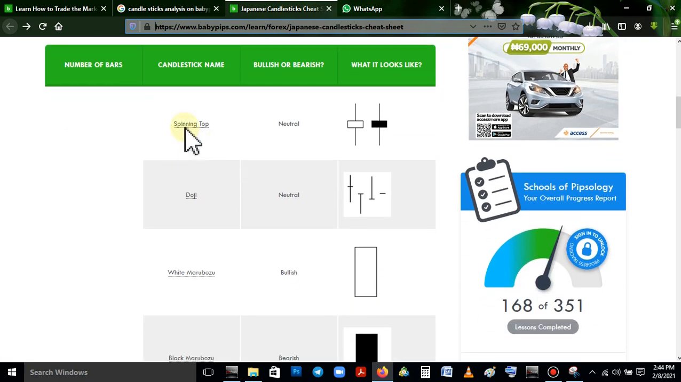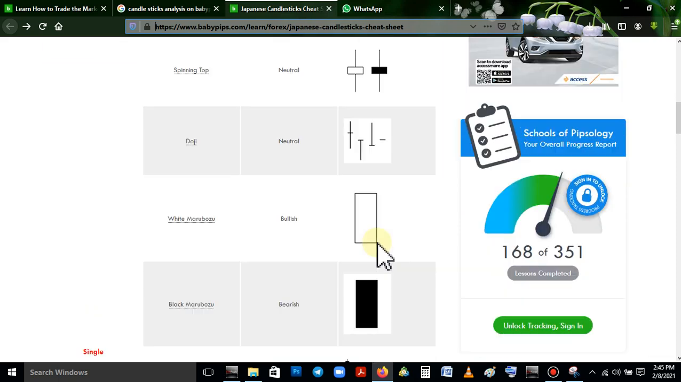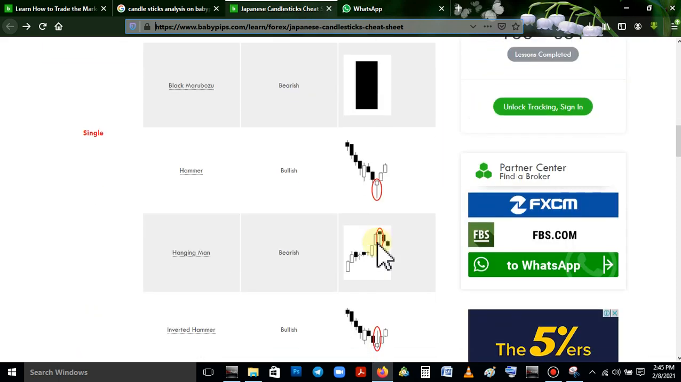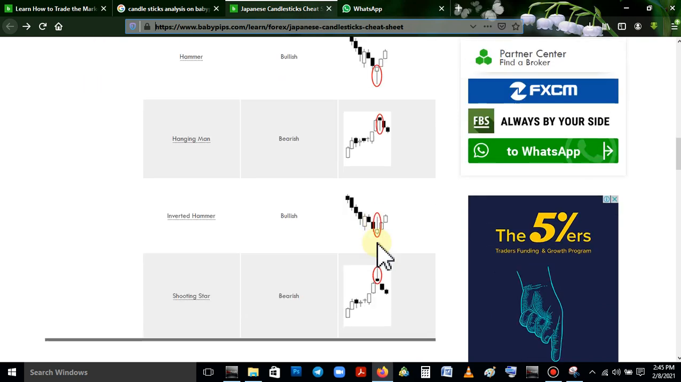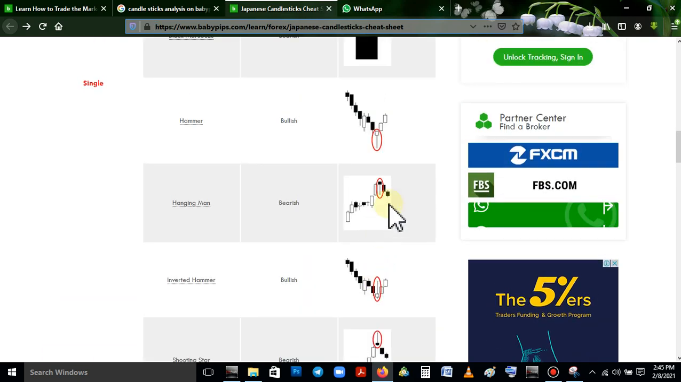You see, this is the candlestick name. Is it bullish or bearish? What does it look like? This is how you'll be able to take your trade, or this is how we are going to be able to take our trade very soon. These are things I never knew when I started trading, and it really took money from me.